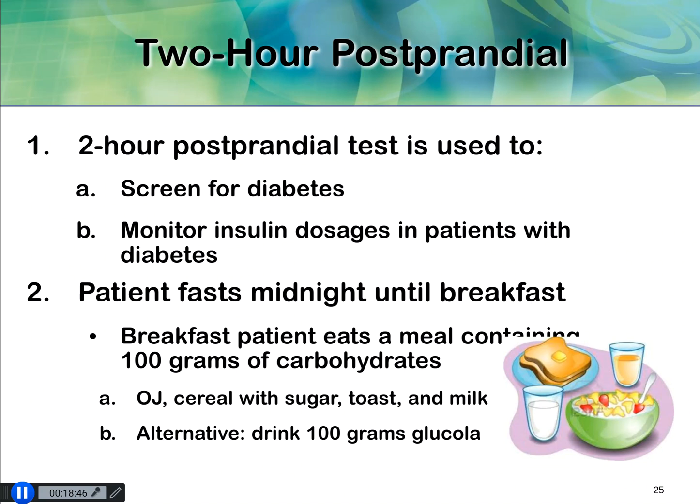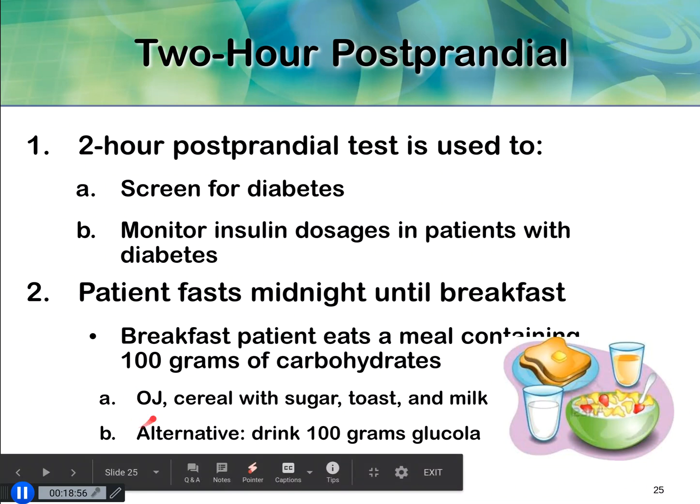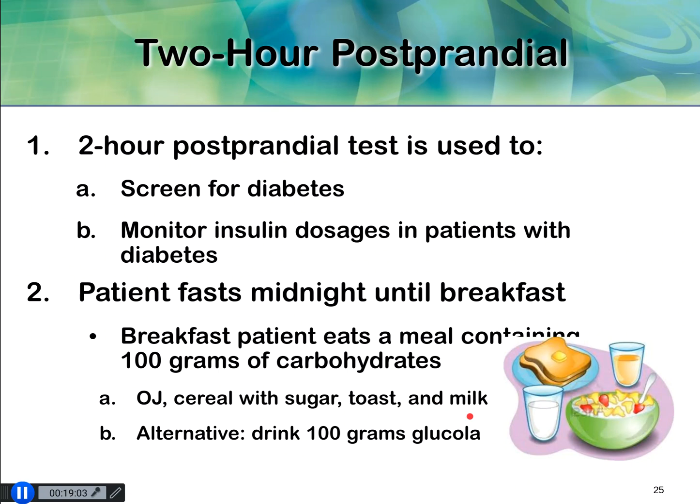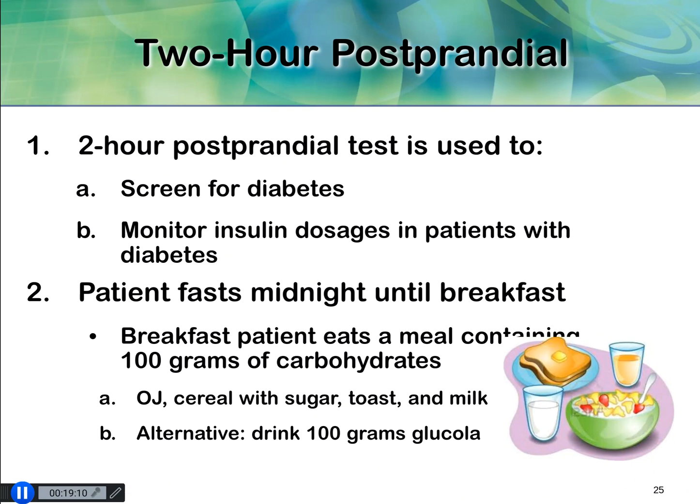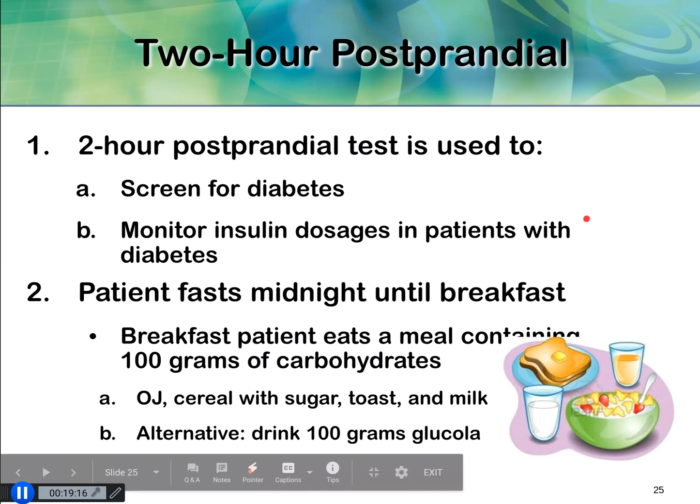They have to kind of add up what they're eating. So it's going to be bread, toast with sugar, and cereal and juice, orange juice or something else with a lot of carbohydrates in it, and milk. Or the other option is they can get a drink, probably a prescription actually, called Glucola, which has 100 grams of carbohydrates in it, which is a lot more than a normal cola.